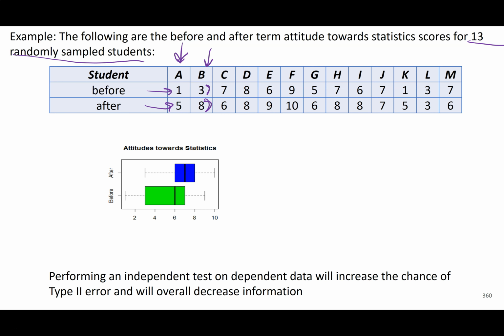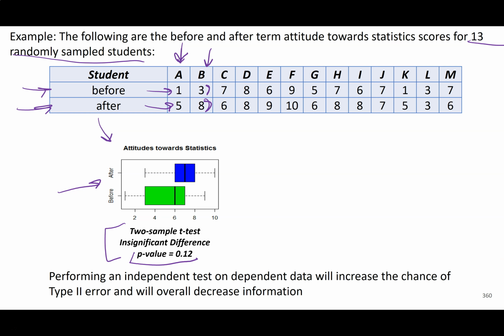So from there, what we could do is treat it as if it were 2 independent groups. So ignore the matching that's actually there and compare the mean from the before group and the mean from the after. And you can see here that the spread's definitely different, definitely wider in the before. But if you do a 2-sample t-test, you're going to find there's not a significant difference. You're going to get a fairly large p-value of 0.12.